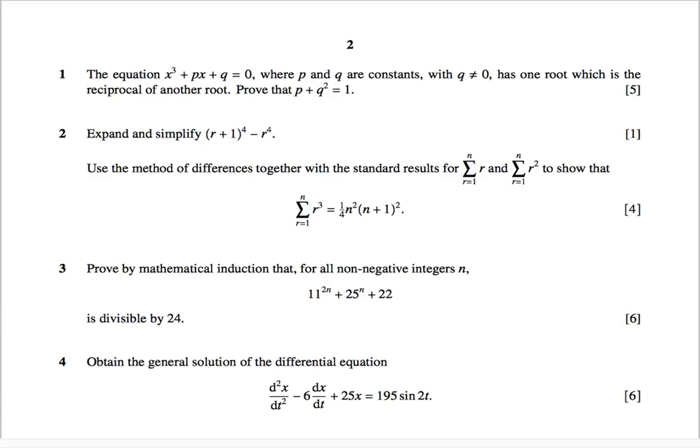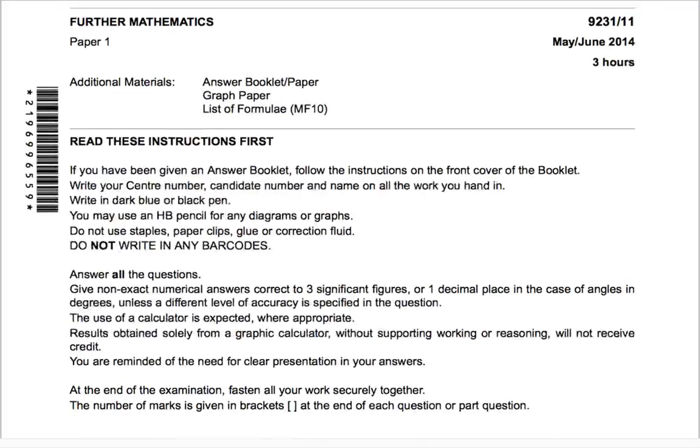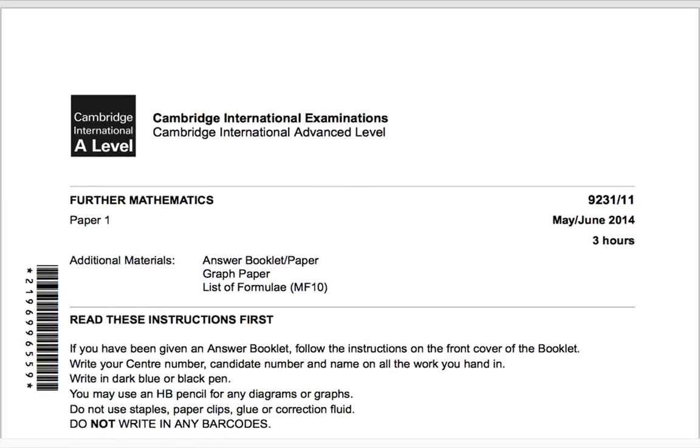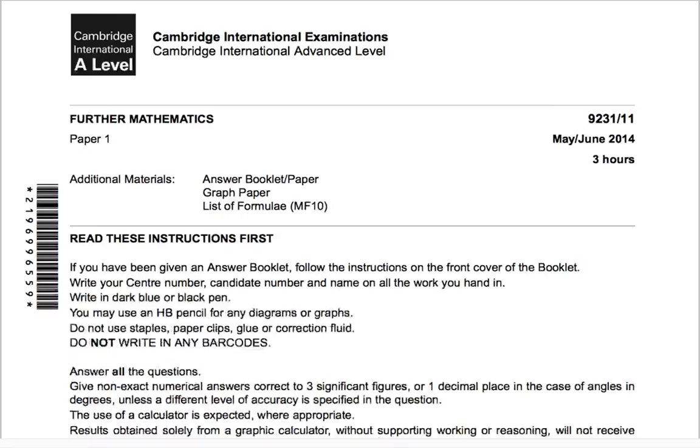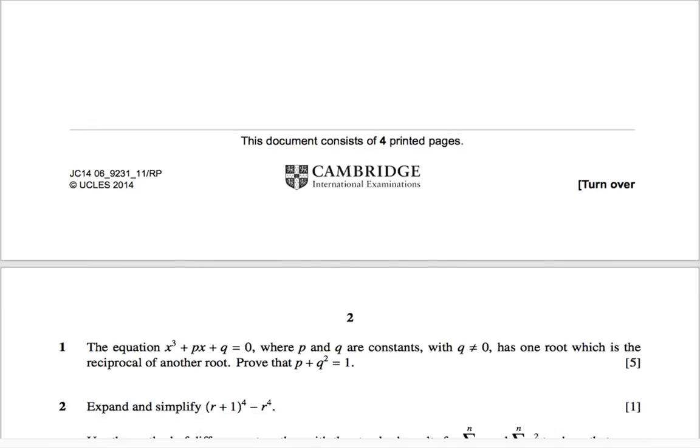Okay, hello everyone. This is CIE Examinations Further Mathematics, 9231/11, May-June 2014. Okay, and we'll move on to the first question without further ado.